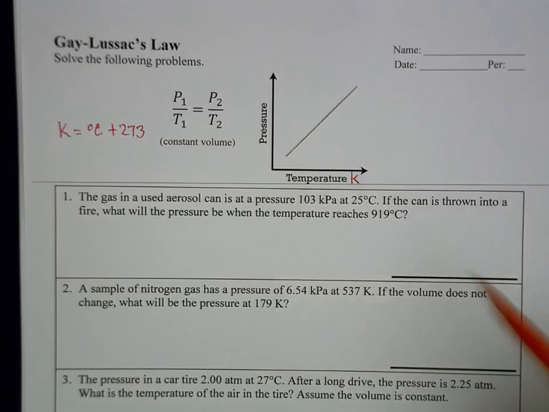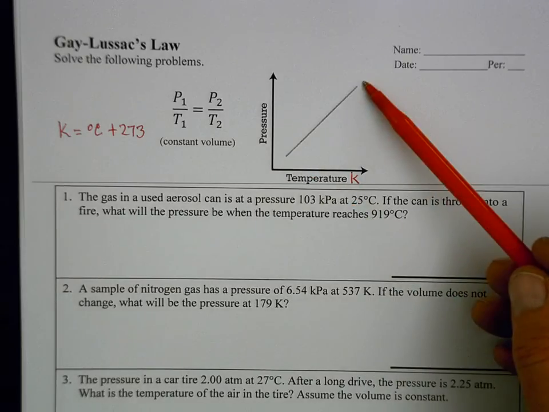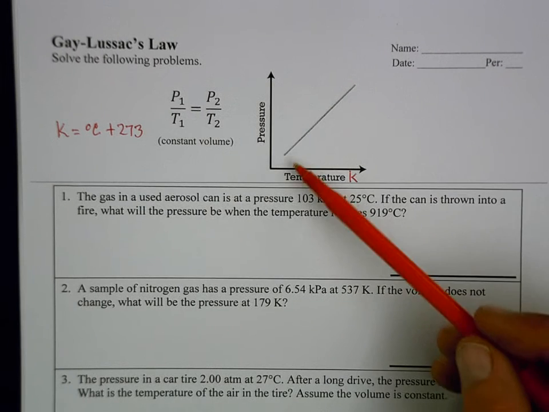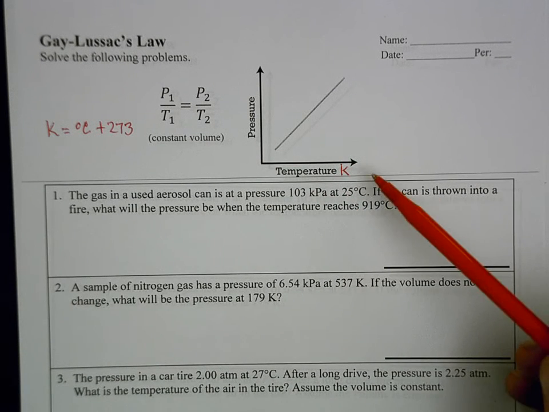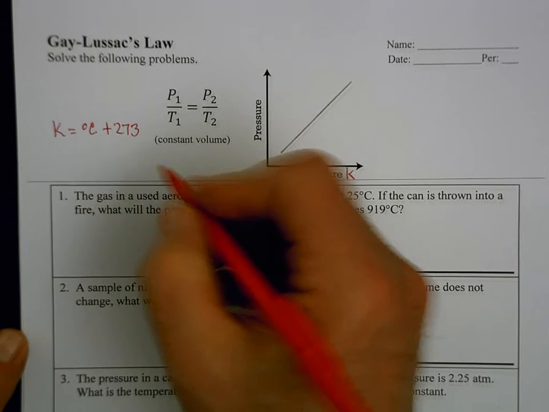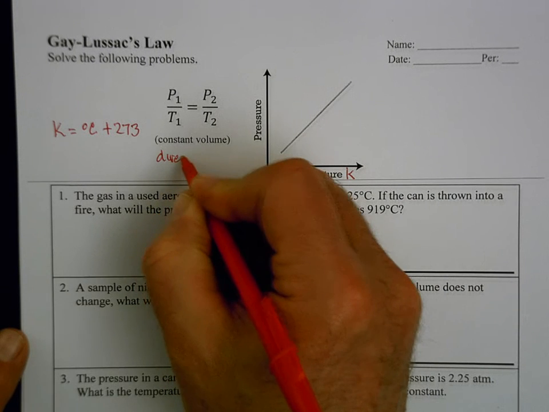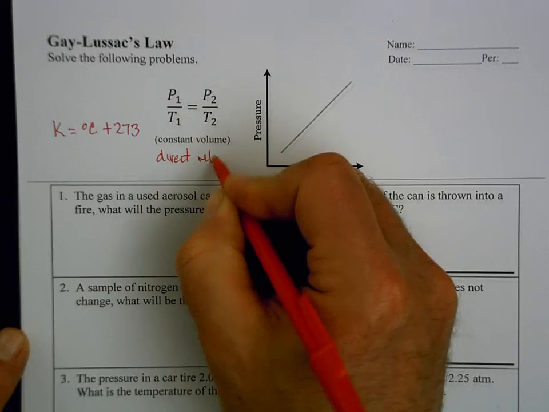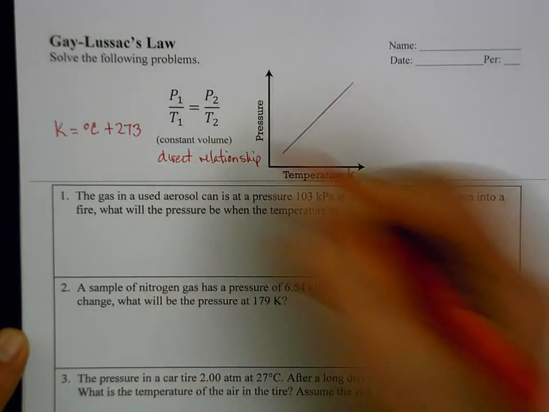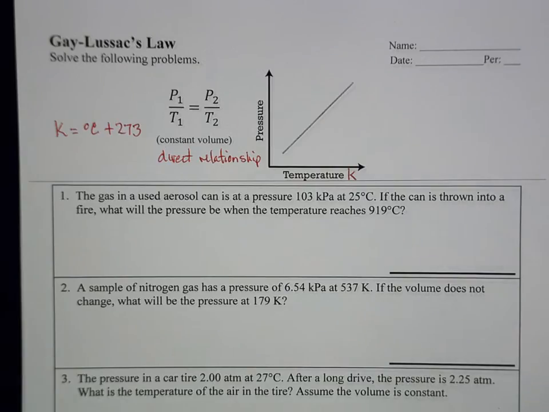Just like Charles' law, notice our graph is just a straight line. So in general, as the pressure goes up, the temperature goes up, or as the temperature goes up, the pressure goes up. Either way, they go in the same direction. So this is also a direct relationship, just as Charles' law was. The only one that was switched was Boyle's law. That was the inverse one where pressure went up but volume came down.